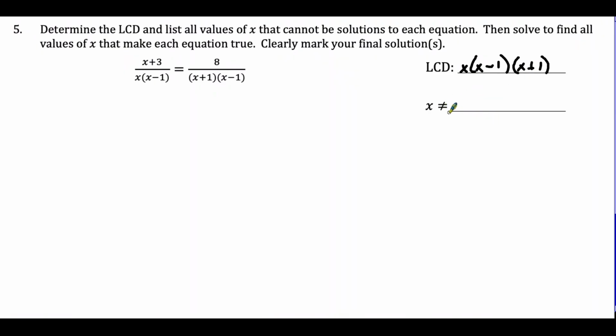So my restrictions then, my first restriction, the value of x that would make x equal to 0 is 0. The value of x that would make x minus 1 equal to 0 would be positive 1, and the value of x that would make x plus 1 equal to 0 is negative 1. So I have three restrictions on this problem. So now I want to multiply both sides of my equation by my entire LCD.